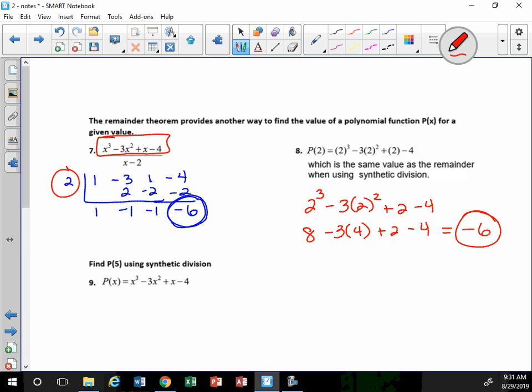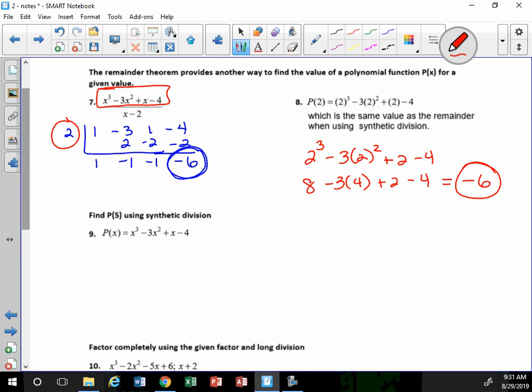So let's look at what a question might look like. So number 9, it says find P of 5 using synthetic division. Okay, so P of 5, that's function notation from Algebra 2. You probably remember doing like, okay, I plug it in, right? Is the question asking you to plug it in? No, what is it asking you to do instead?